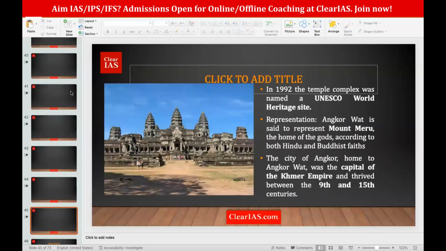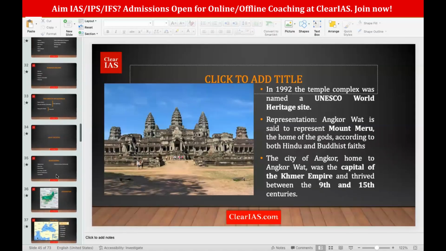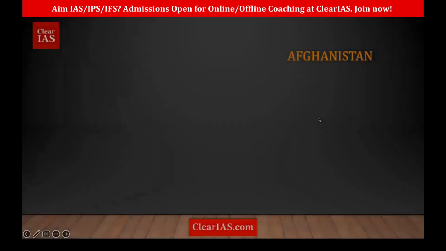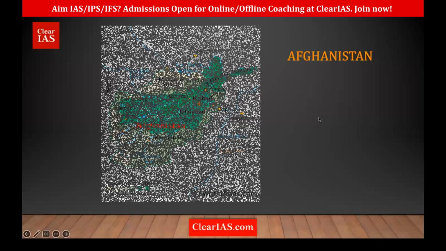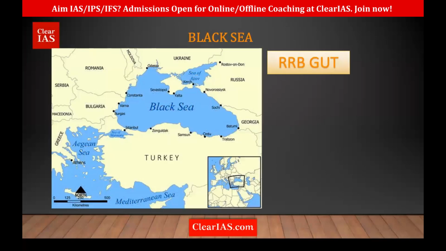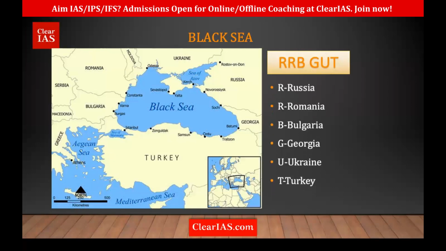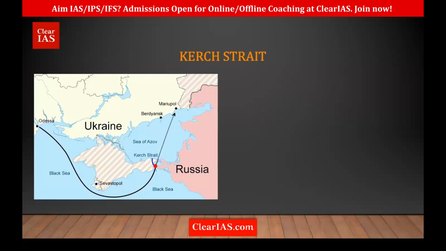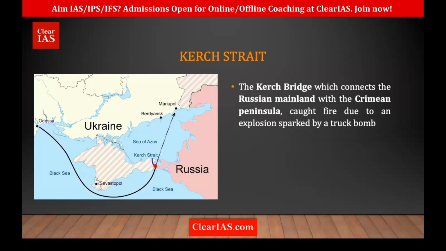Okay, so we have Asian regions, Africa, Afghanistan. We have looked at several times. Okay, I'm not going to talk about it. Then we have Black Sea. Just remember Russia, Romania, Bulgaria, Georgia, Ukraine, and Turkey. Then the Kerch Strait is between who? Yes, Sea of Azov and Black Sea.